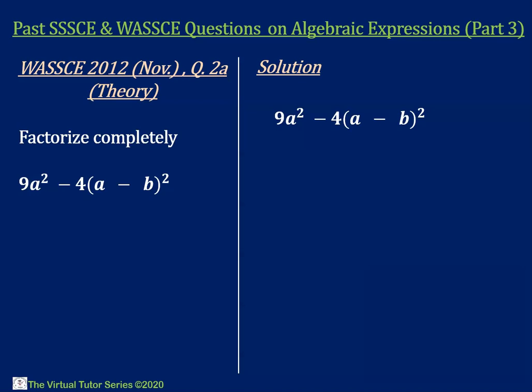9 is equivalent to 3 squared. So 9a² can be rewritten as (3a)². Again, 4 is equivalent to 2 squared. So the second expression can be rewritten as minus (2(a − b))².